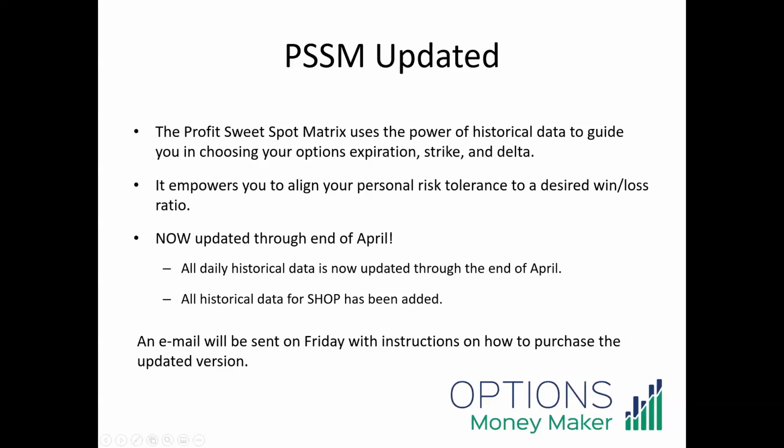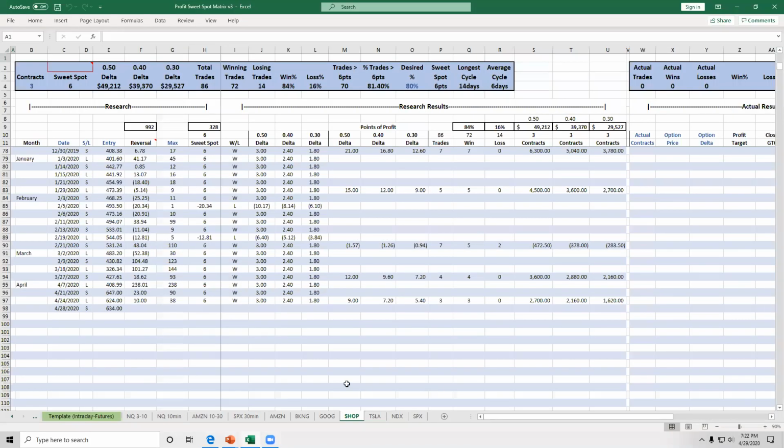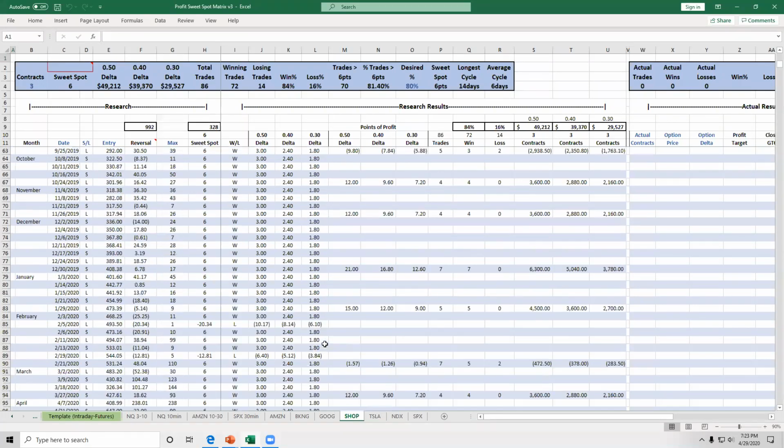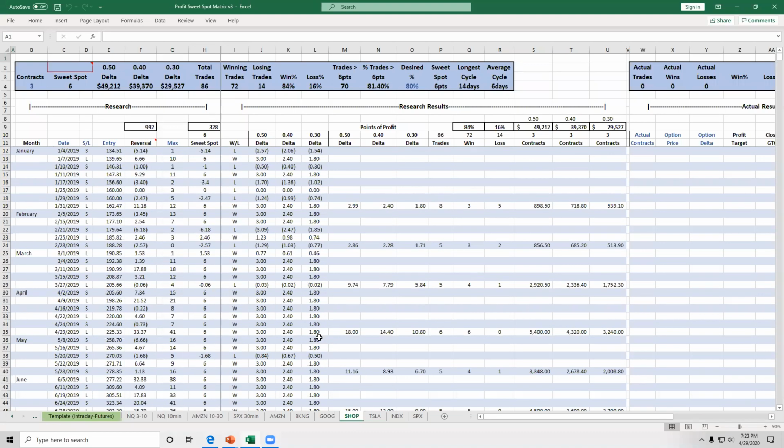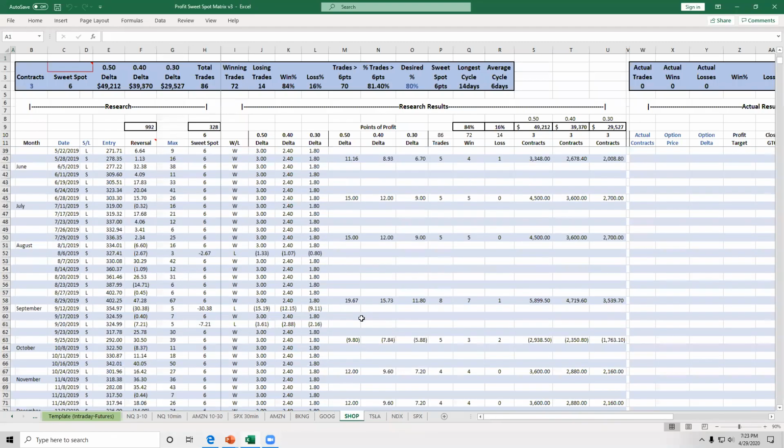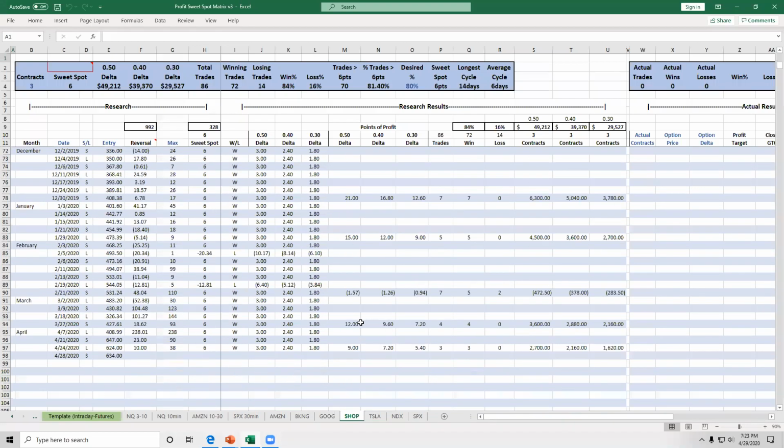So let me just show you here real quick the PSSM. If you've not seen this before, this is a tool which literally you can scroll back to January 2019 on any stock in our watch list or index. We track Amazon, Booking, Google, Shopify, Tesla, NDX, and SPX. There's also a template in here that you can load in your own data. You can go back and do as much history review as you choose on any stock that you want to evaluate for yourself.